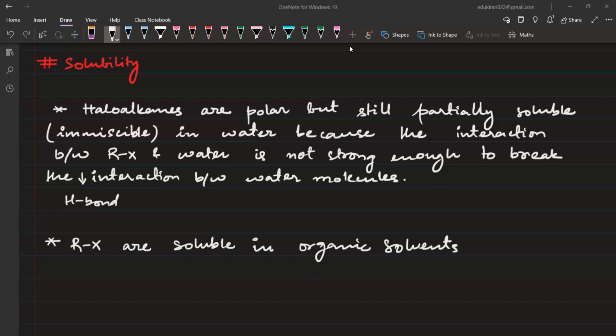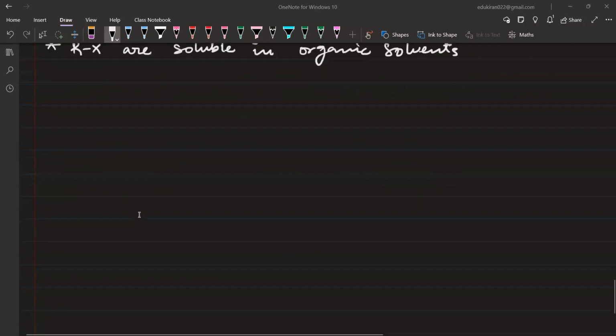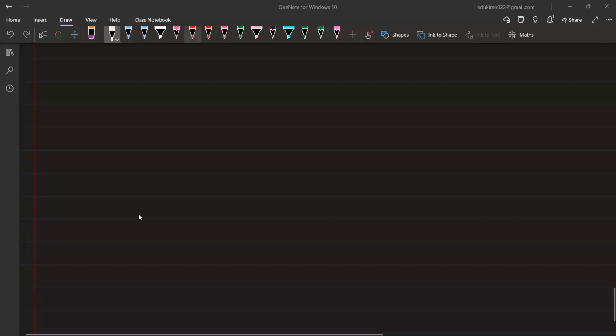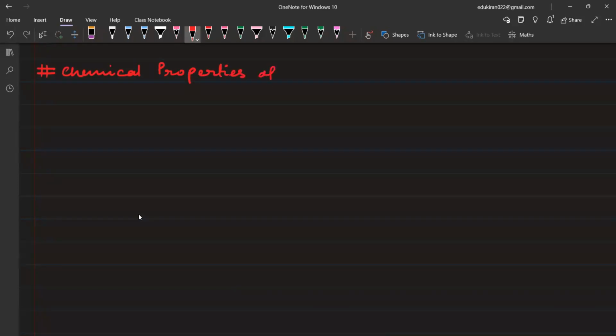Okay. So this is all about the physical properties. Next, we are going to look at chemical properties of haloalkane. After that, we will look at the chemical properties of haloarene also.